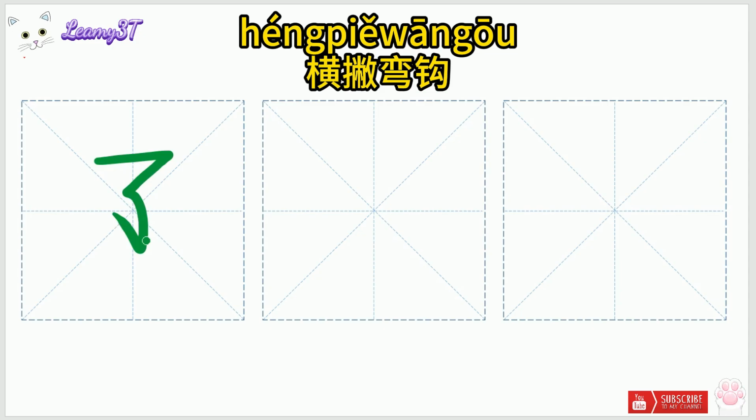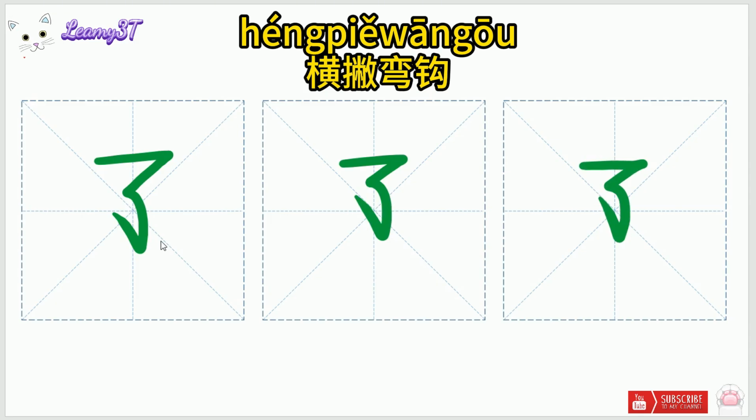横撇弯钩, 横撇弯钩, 横撇弯钩. Next, please find all the 横撇弯钩 in 10 seconds.